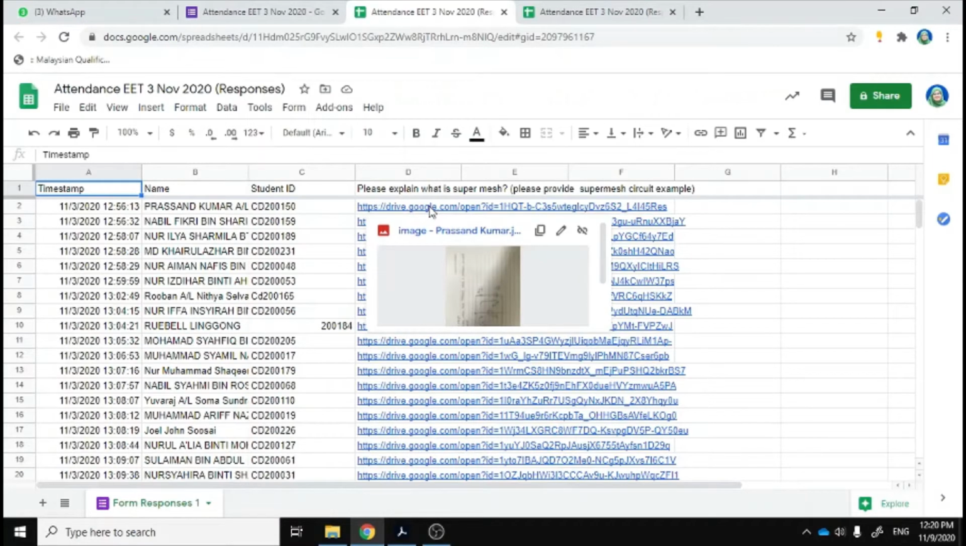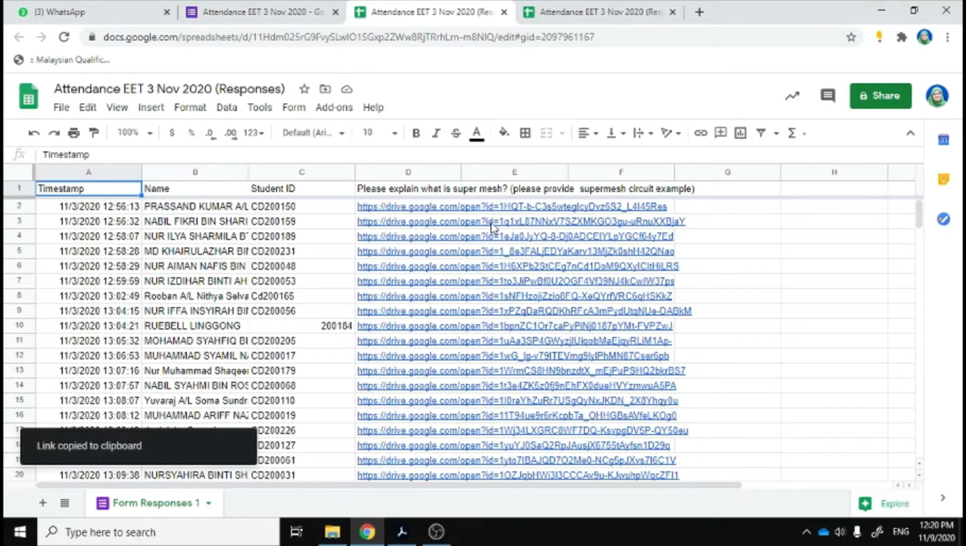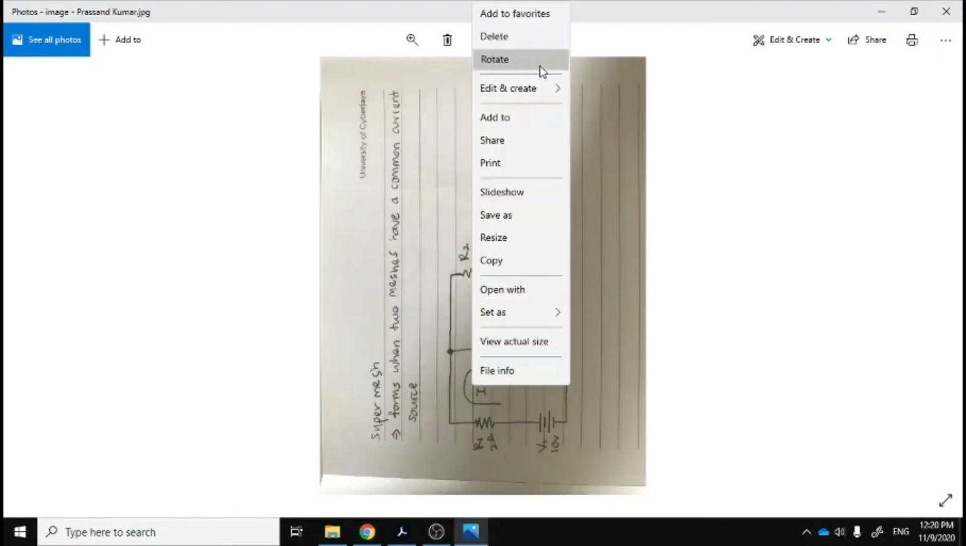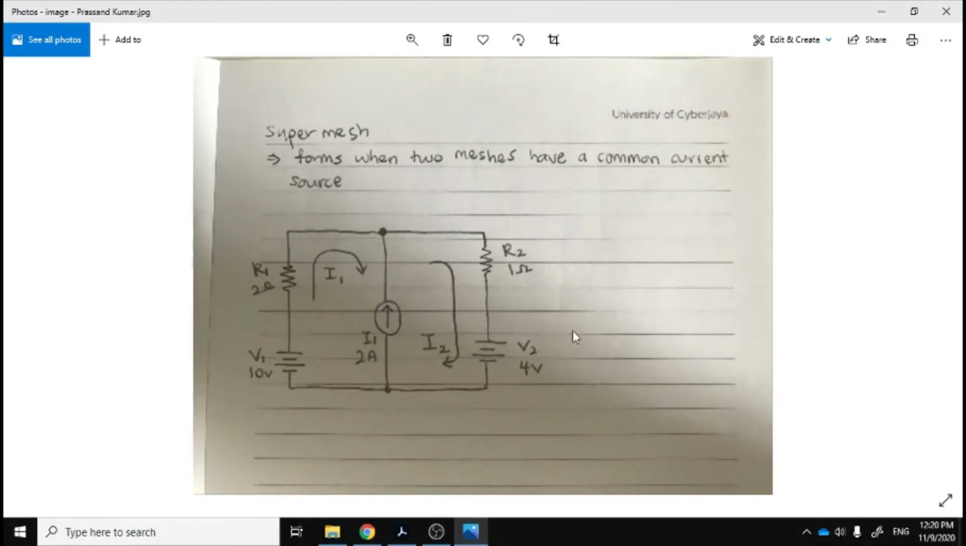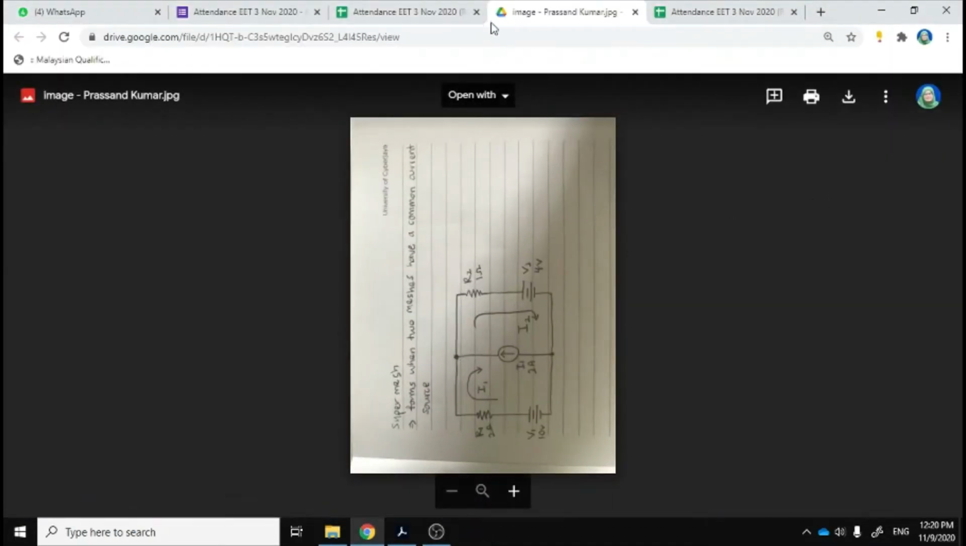Okay, we see the answer from Prasan Kumar. What is a supermesh? A supermesh forms when two meshes have a common current source. So this is correct. When the two meshes have a common current source, it is called a supermesh. Let's see another answer.